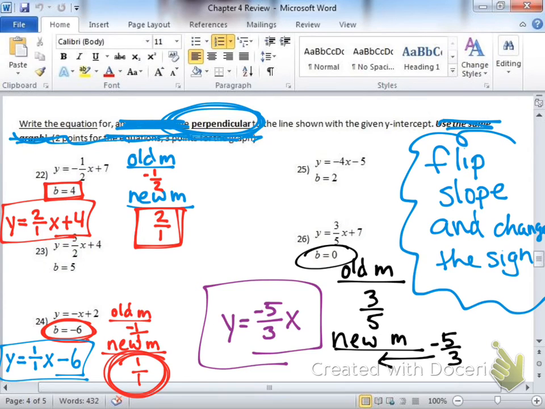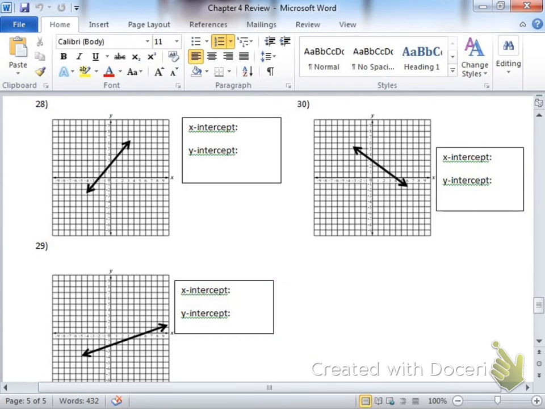So remember, parallel lines, the slope stays the exact same. Perpendicular lines, you take the slope, you flip it, you change the sign. Anyone need more time on these 3? All right, next even is 28. We'll also do 30 on this section.